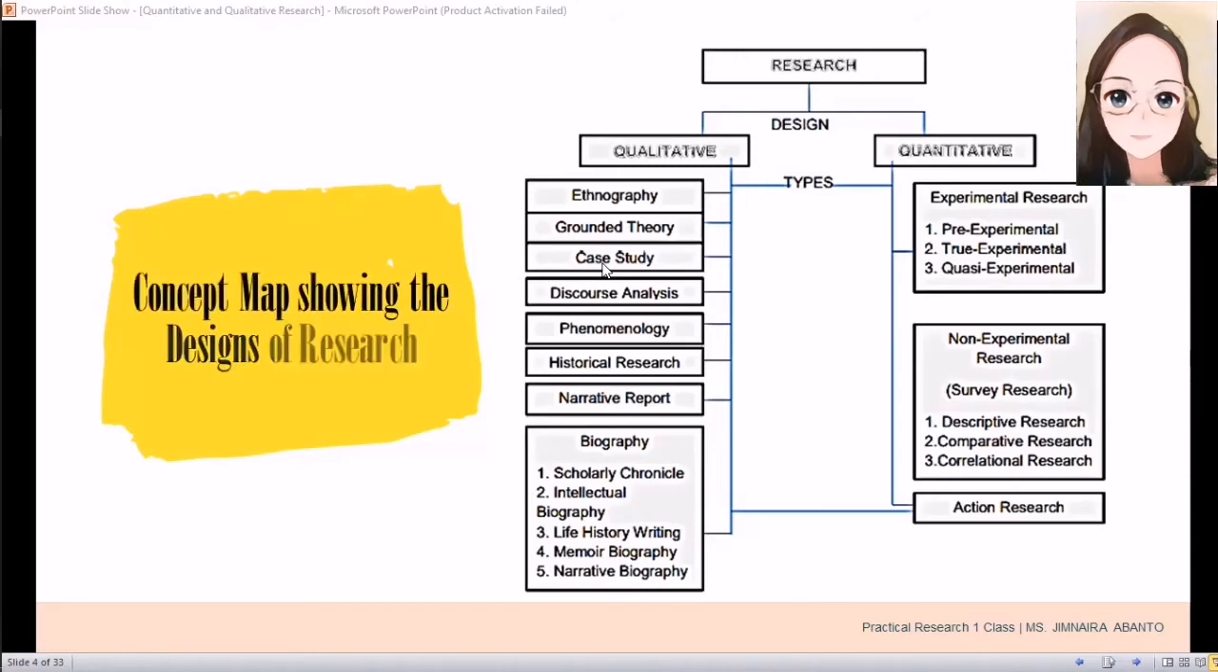So rather than biological and statistical procedures, qualitative research uses multiple systems of inquiry for the study of human phenomena, such as biography, case study, historical analysis, discourse analysis, ethnography, grounded theory, and phenomenology. So in Practical Research 1, we will focus on qualitative research.